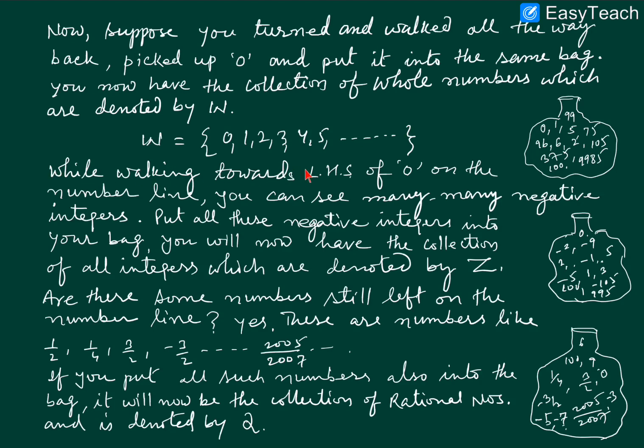While walking towards the left hand side of 0 on the number line, you can see many negative integers. Put all these negative integers into your bag. You will now have the collection of all integers which are denoted by the letter Z.